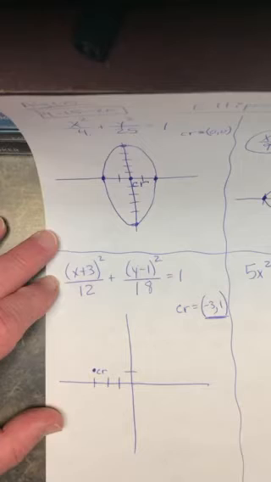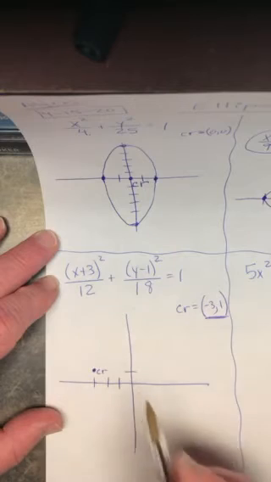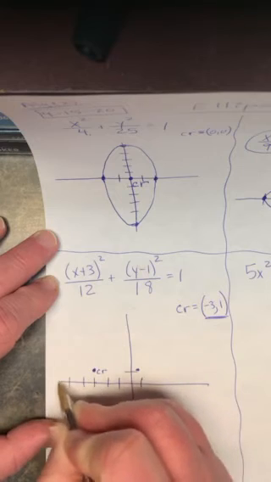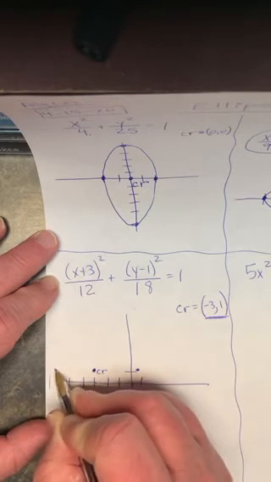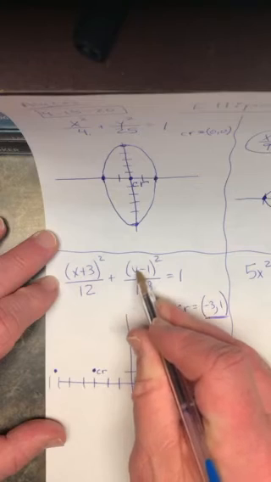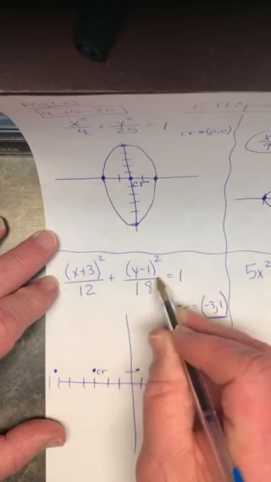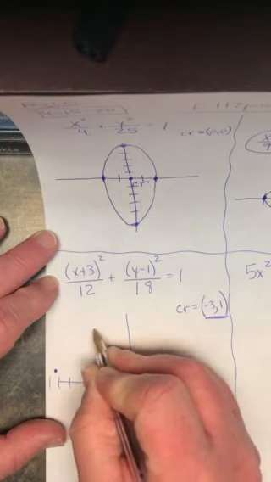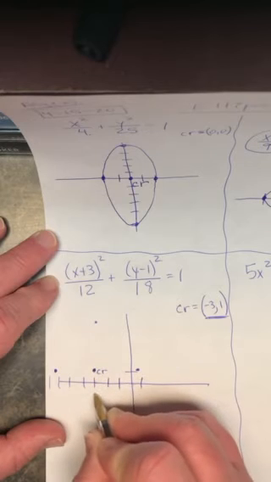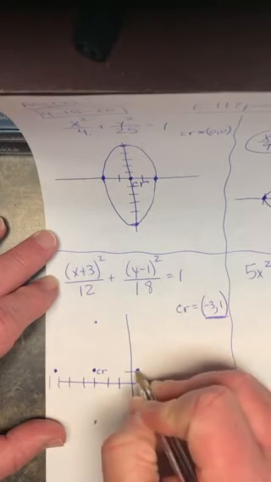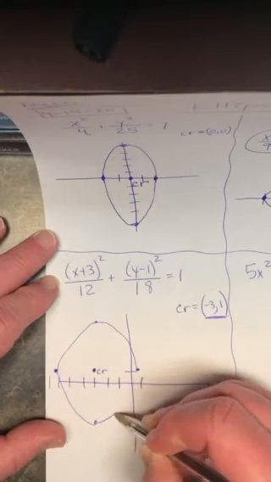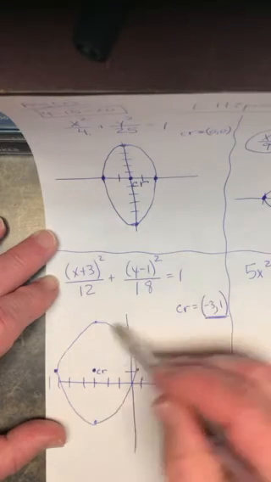So if you take out your calculator, the square root of 12 is 3.5. And since that's under x, I'm going to go right, 1, 2, 3.5, and I'm going to go left 3.5. When I look under the y value, there's an 18, and the square root of 18 is actually 4.2. So I'm going to go up 1, 2, 3, 4.2, and down 1, 2, 3, 4.2. So this elliptical shape is elongated up and down. Draw it as neat as you can, and it looks like that.